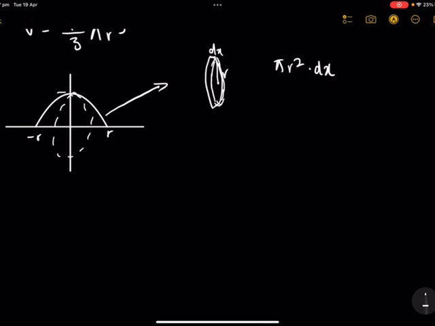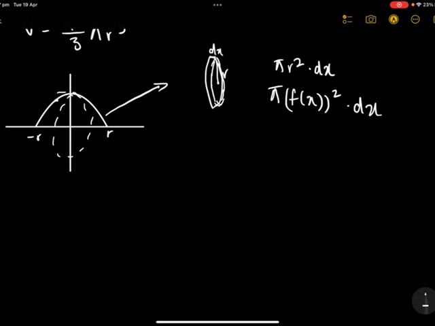Now, this r value, if we look at our original semicircle, is the function value of our semicircle. So we can replace this with our function. So pi times f of x squared dx. Now, this will be the volume of one cylinder.